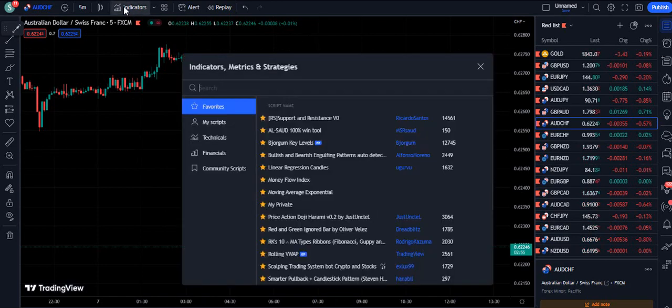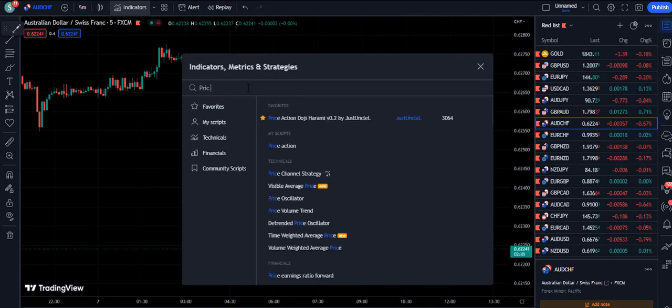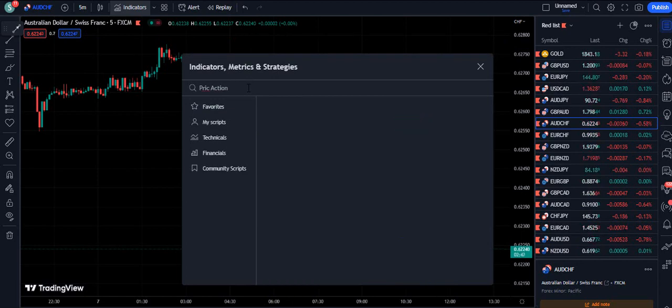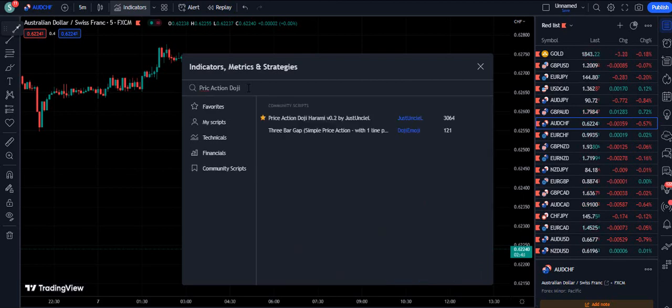Now let's move towards our strategy. The strategy is very accurate and simple. You need to write price action, okay, and you need to write price action doji. When you write price action doji on TradingView, then this indicator will come: Price Action Doji Harami v0.2 by Just Uncle. You can see the name of the author is also written, Just Uncle, and 3064 traders are using this indicator.